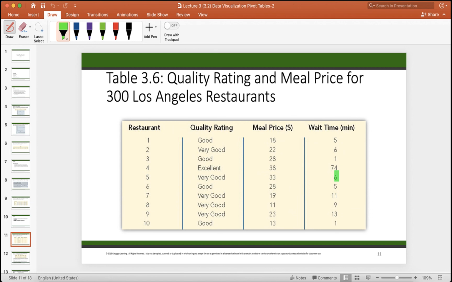So if you can open that up, there will be a video that follows this. It's called Video Restaurant Example, and it will go through this example that follows in the notes.